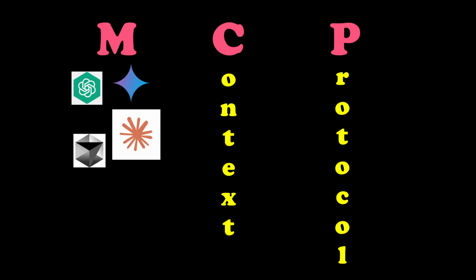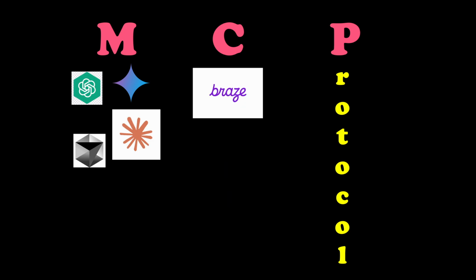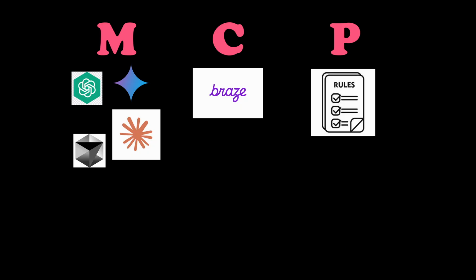Next, we give it context, which is any extra information we give the model to work with. In this case, context is access to your Braze. And finally, we need protocol, a set of rules for the MCP server to work with.